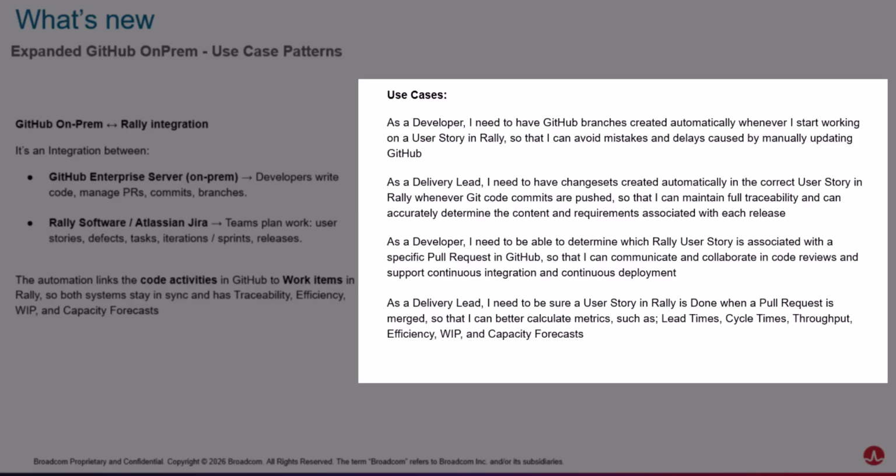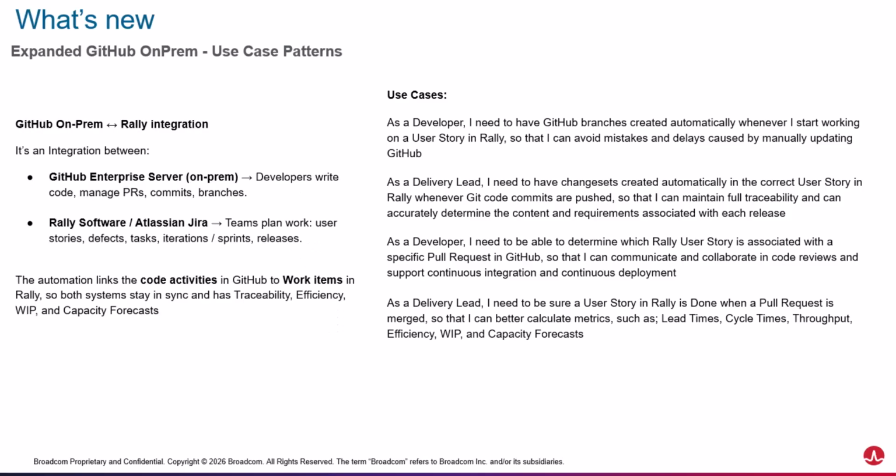The next thing is, as a delivery lead, I want the change set to be automatically created in the correct user story when a code commit is done on GitHub. It creates a change set. So that integration we will be able to solve here, as well as the pull request being synchronized between GitHub and the Rally user story. And finally, when the pull request is merged by the developer on GitHub, we'll be able to close the respective story in Rally. So these are the major patterns that we are covering in this session.